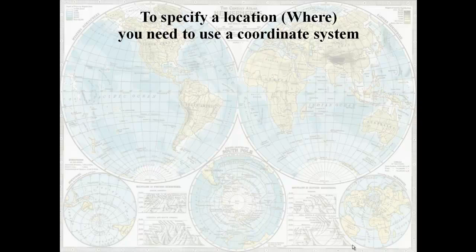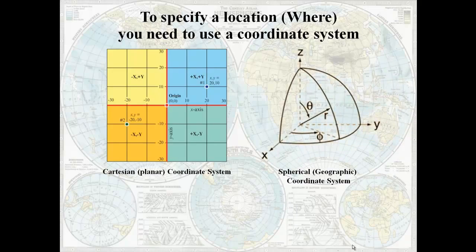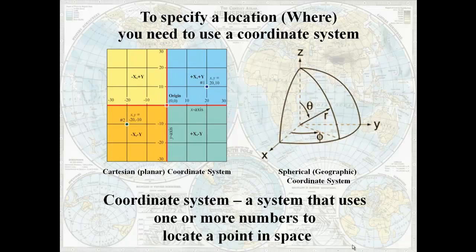So what type of coordinate systems might we use? Well, there's a planar coordinate system called the Cartesian system, which comes from René Descartes and some of his mathematics. All of you are familiar with it. An X, Y, sometimes Z coordinate system. And then there's a spherical, sometimes in GIS called the geographic coordinate system, and that uses angles. So a coordinate system uses one or more numbers to locate a point in space. That's what a coordinate system is.